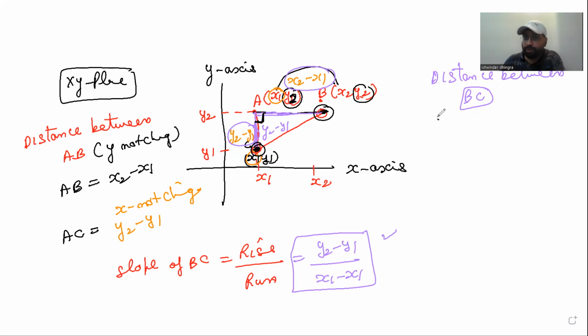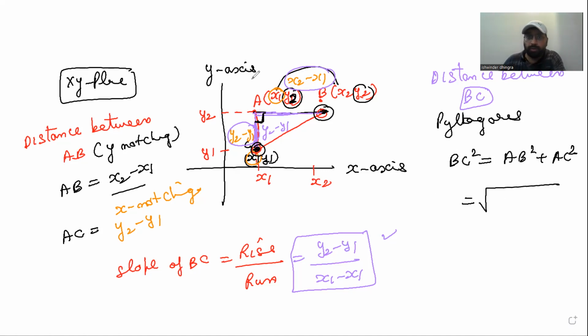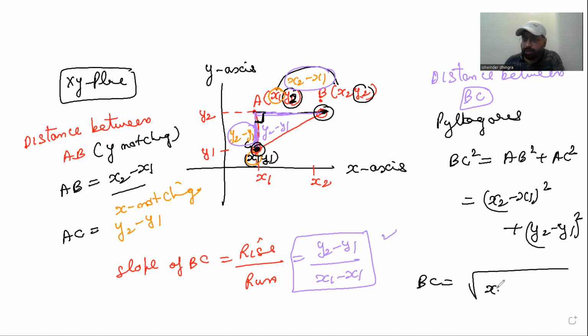Now, what does the Pythagoras theorem say? I'll write it over here. Hypotenuse square will be equal to perpendicular square plus base square. So what is AB? AB is X2 minus X1, whole square, plus what is AC? That is Y2 minus Y1, whole square. So I can say that BC will be equal to the square root of X2 minus X1 whole square plus Y2 minus Y1 whole square.